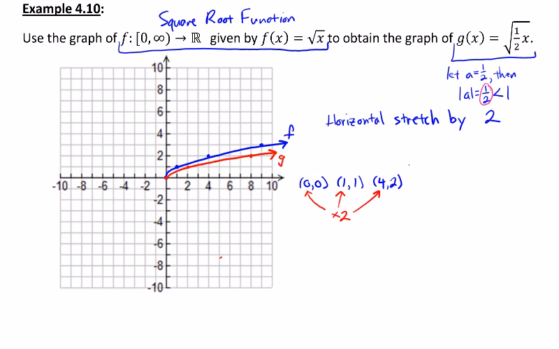So just like with example 4.9, when I execute the transformation of a horizontal stretch or shrink, I am only changing the x values. I am not doing anything to the y values whatsoever, and that's how we're able to create, in this case, the horizontal stretch by a factor of 2.